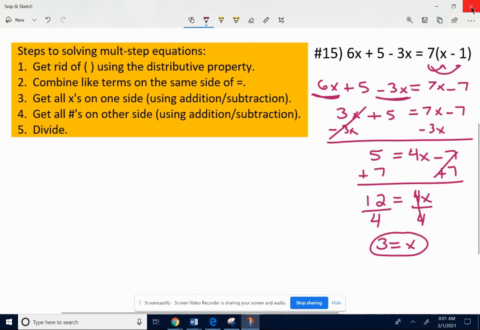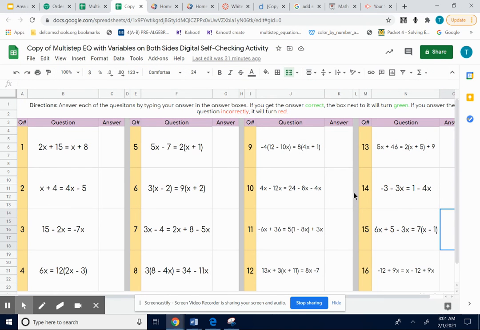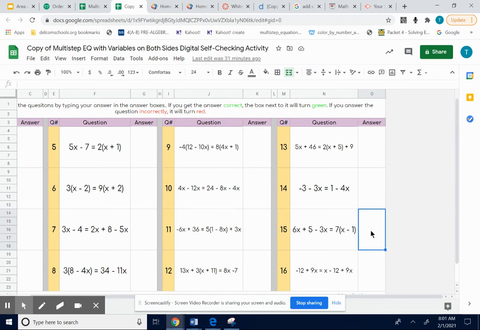Let's look and see what that looks like when we type it in. So if you're doing problem 15 and we type in 3, don't type x equals, just put the 3 in. Type in 3, enter. See, it turns green. If we would have thought the answer was 2, I click enter, it gives me red. So I like these. You know right away if you're right or wrong, and then if you're wrong, you can try to fix it.